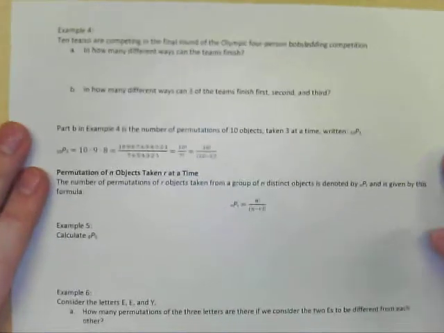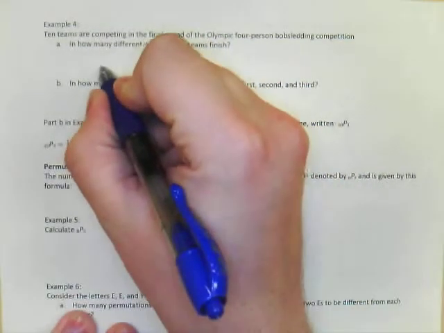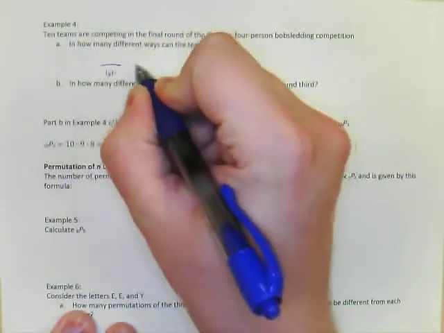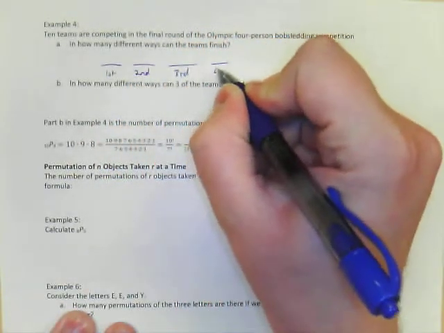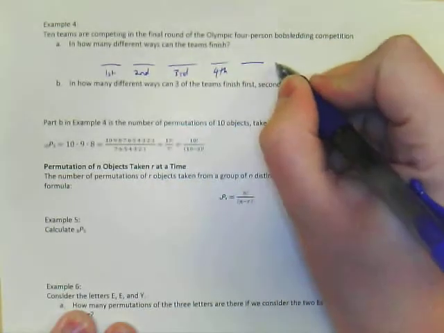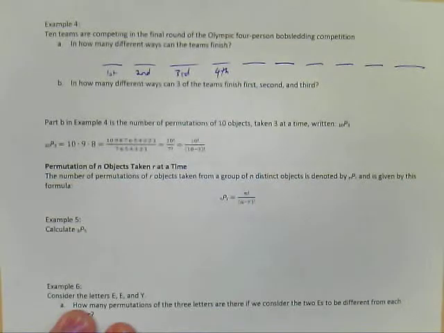All right, example 4. 10 teams are competing in the final round of the Olympic 4-person bobsledding competition. Part A, in how many different ways can the teams finish? Okay, so if we're looking at all 10 teams, we've got 10 spots here. So we have first place, second place, third place, fourth place, and then I'm not going to write the rest, but 5th place, 6th, 7th, 8th, 9th, and 10th place.